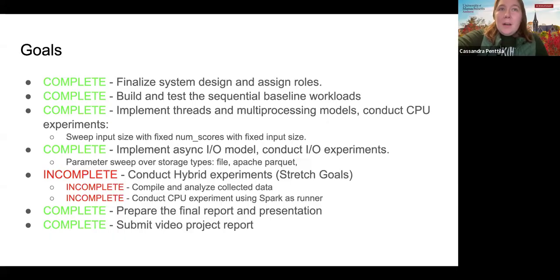What's left is our hybrid experiment stretch goal, which is compiling and analyzing all collected data and running a CPU experiment using Spark, and then finishing our final report. Overall, the core experiments were finished, and our remaining work focuses on synthesis, hybrid testing, and final deliverables.